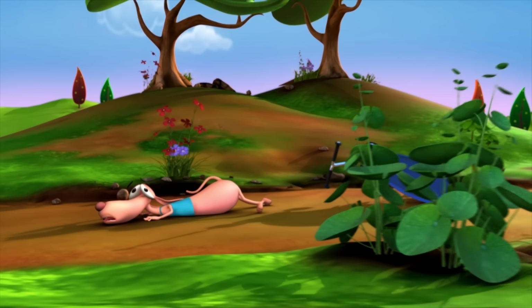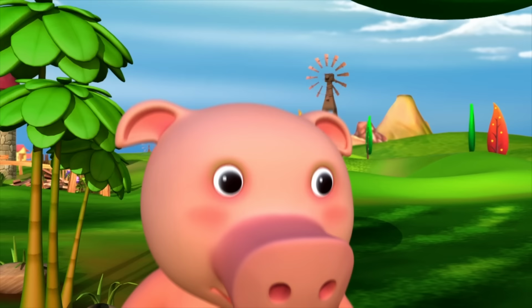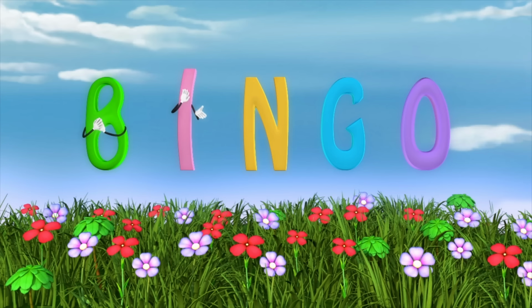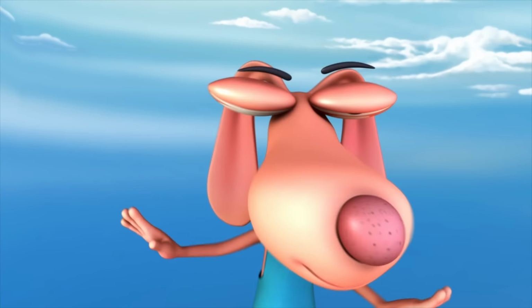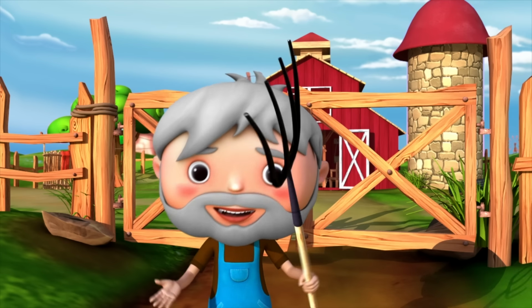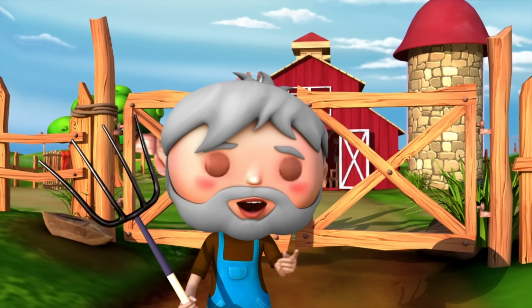There was a farmer who had a dog, and Bingo was his name, O. N-G-O, N-G-O, N-G-O, and Bingo was his name, O. Excellent. This time, just say the G and the O.